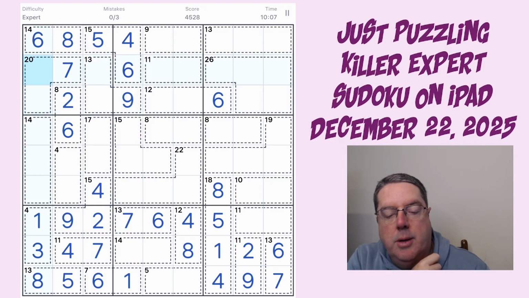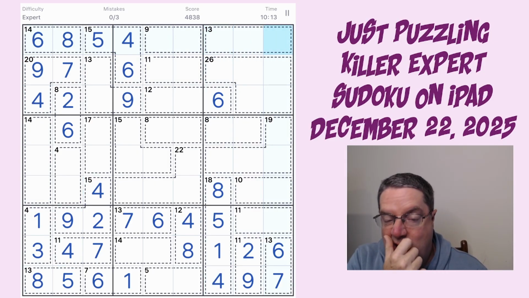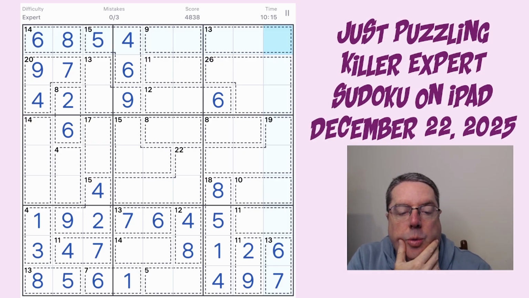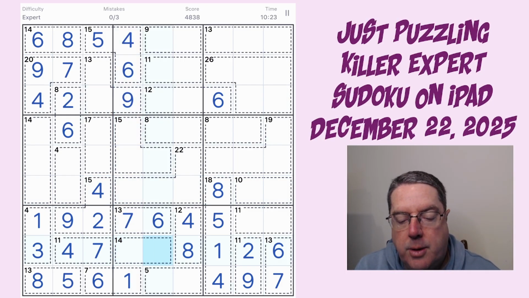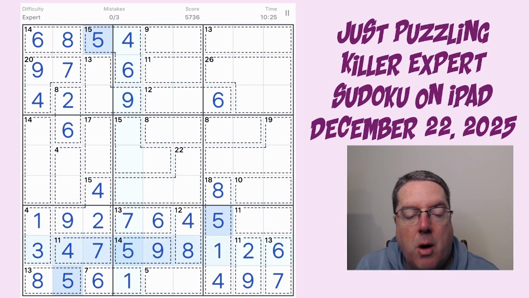9 can't be here, so this is a 9 and this is a 4. So 9, 1 and 3 here, which I actually knew that before. This is 2 and 7. Don't know where the 2 is, but I do know that the 2 is going to be one of these now. 9 comes down here, so that's a 9 there, leaving this to be a 5.